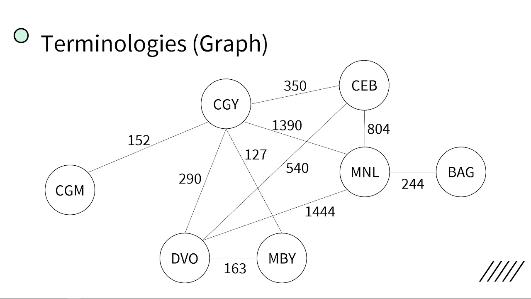Also, these are just places in the Philippines. So we have here Camiguin, Cagayan de Oro, Cebu, Manila, Baguio, Davao, and Malaybalay. Okay, so the ones highlighted in red are what we call vertices.